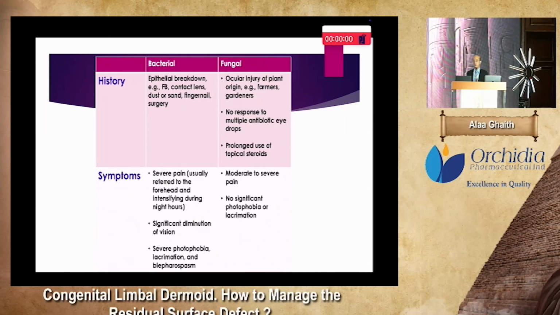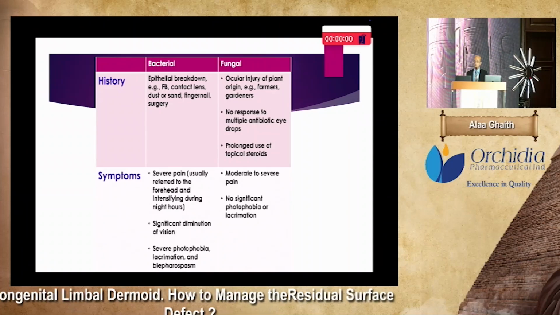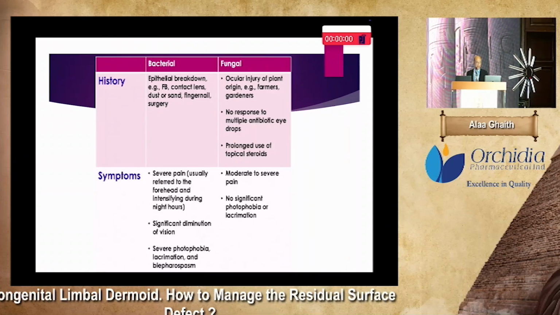On the contrary, fungal keratitis usually presents with moderate to severe pain, usually moderate, and no significant photophobia or lacrimation. So when the patient comes to you with an open eye with no visible or prominent photophobia, you can expect a fungal origin.